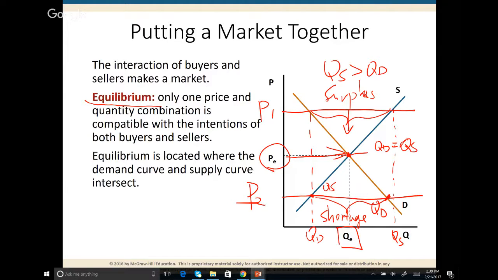So when I have a shortage, eventually the price will be higher now because you have too many consumers who want to buy the good but couldn't buy it because there's not enough of it. So the price will be higher, higher, higher, and then eventually you go back to equilibrium. Okay?